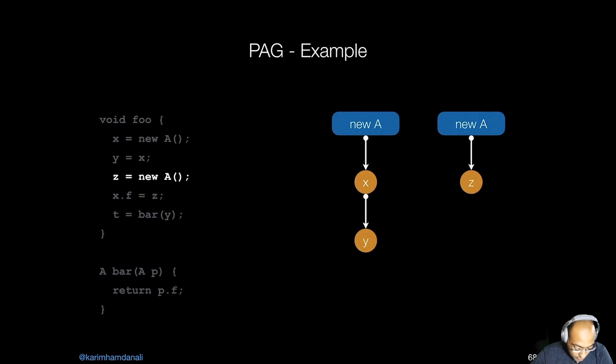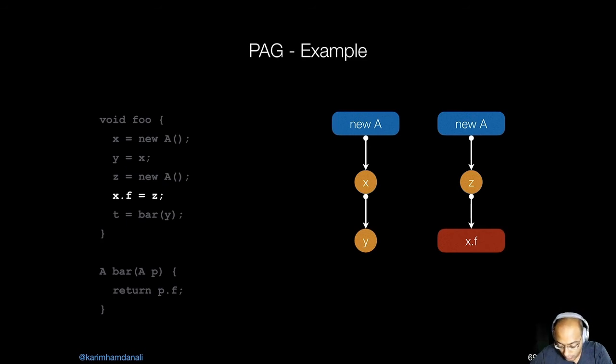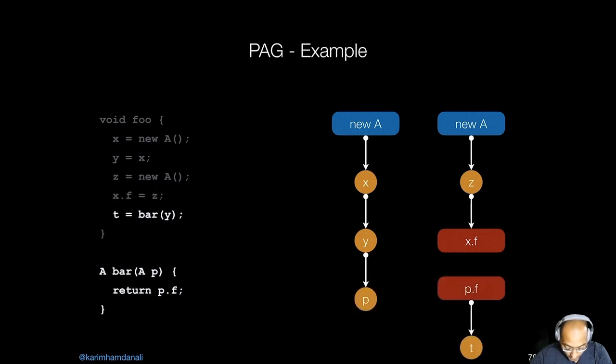Then moving on to the next line of code, x.f equals z. And here we just created a node for the field reference x.f, and this is a field write, so we're just connecting that edge from z to x.f. Then we have a method call t.bar. So here a few things happen.